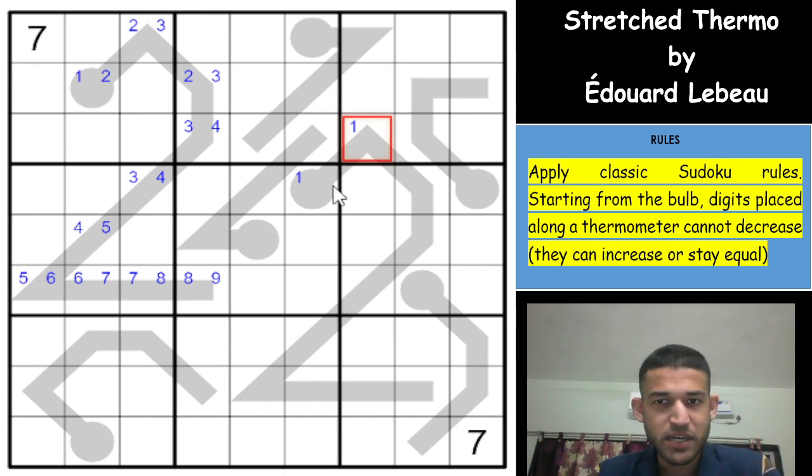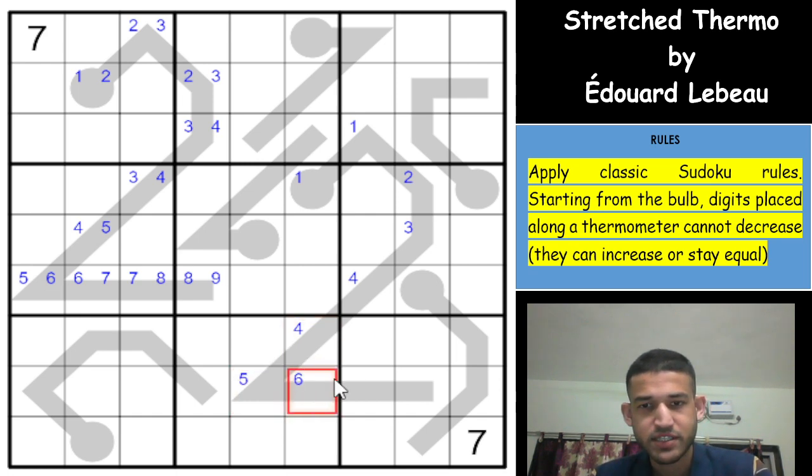So this is minimum 1, and this cannot be 1 again because that would repeat digits. So this is minimum 2, 3, 4, and notice that this can be the same as that. So this is minimum 4, 5, 6, 7, 8.